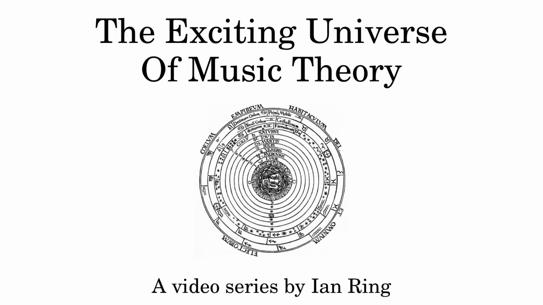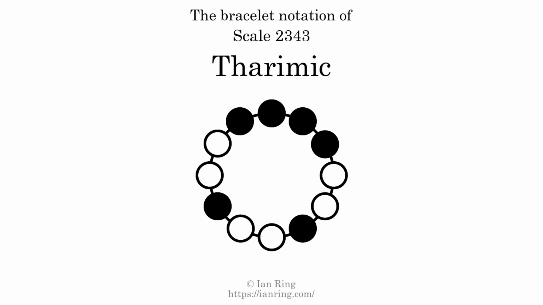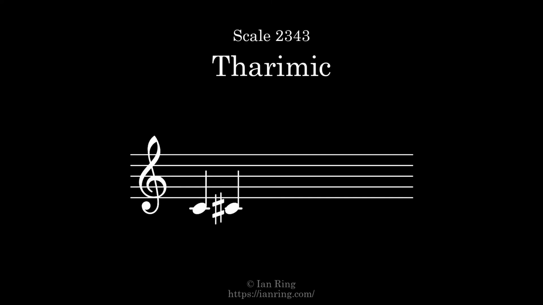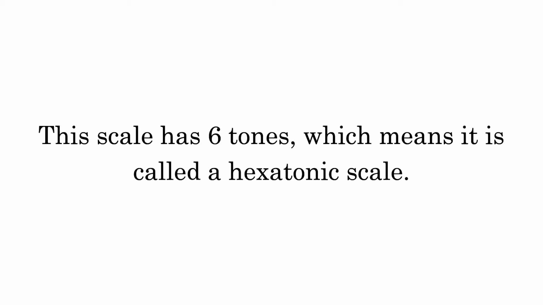Welcome to the exciting universe of music theory. Are you ready to learn? Then let's begin. Today we will talk about scale 2343, Tharimic, which sounds like this. This scale has 6 tones, which means it is called a hexatonic scale.